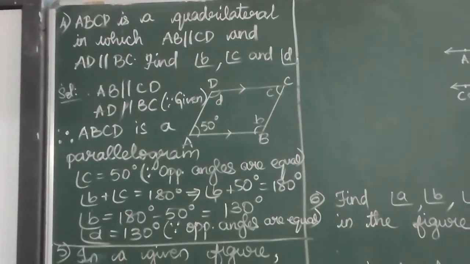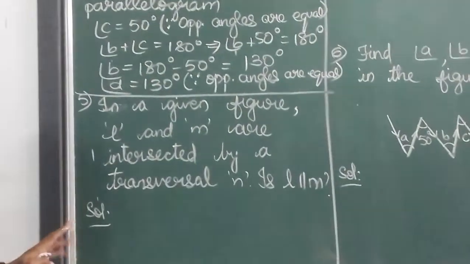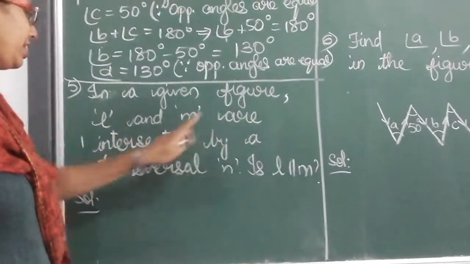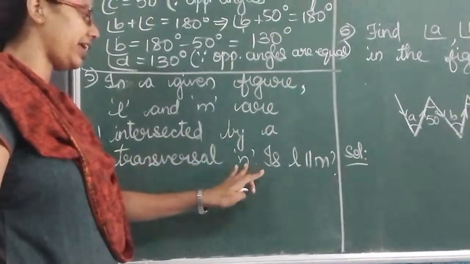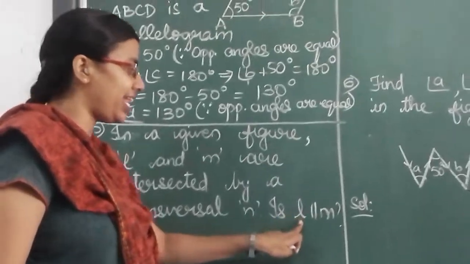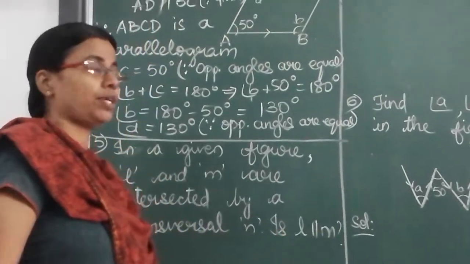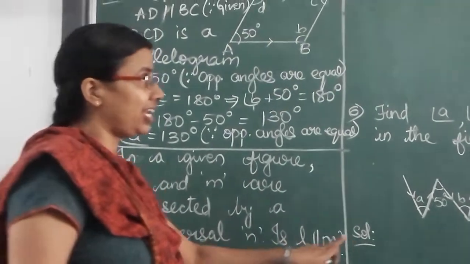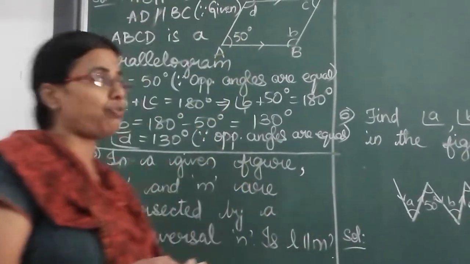Okay. The next question is, in the given figure, lines L and N are intersected by a transversal N. Is L parallel to M? This is what you need to find out.